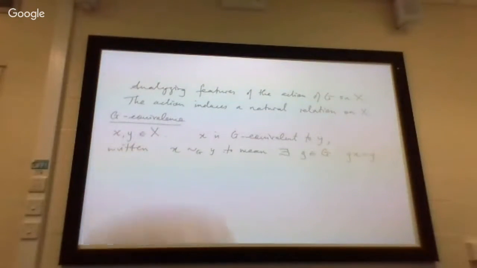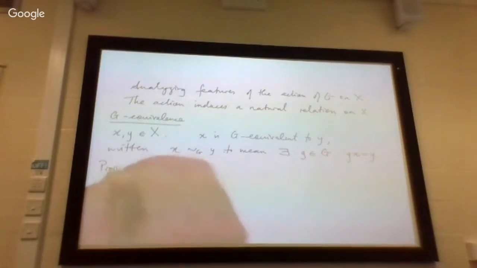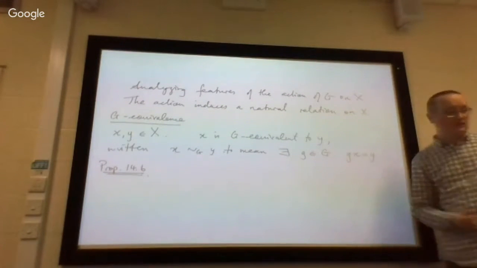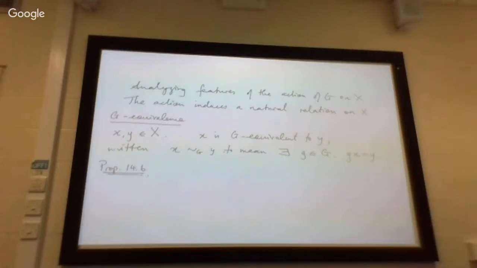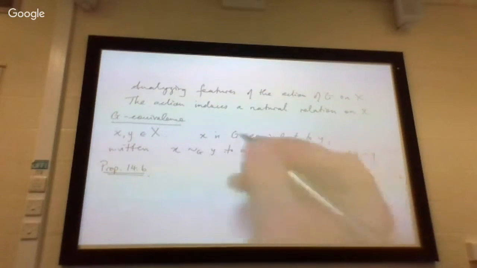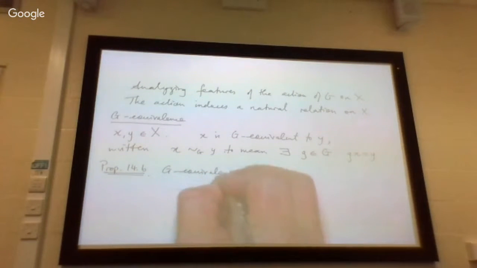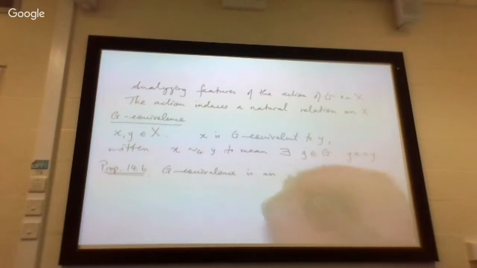And so proposition 14.6 is what I let slip slightly earlier. So this isn't any old relation, this is an equivalence relation. Okay? So this is G equivalence. Well, yeah, in the name, G equivalence is an equivalence relation.